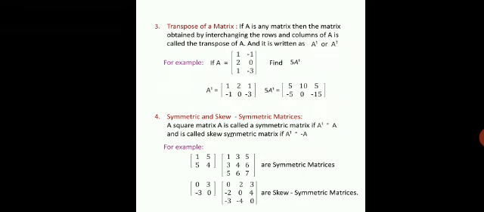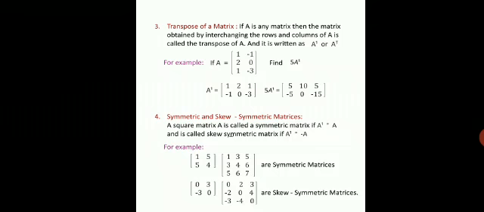The third one, transpose of a matrix. If A is any matrix, then the matrix obtained by interchanging the rows and columns of A is called the transpose of A, and it is written as A dash or A raised to T.